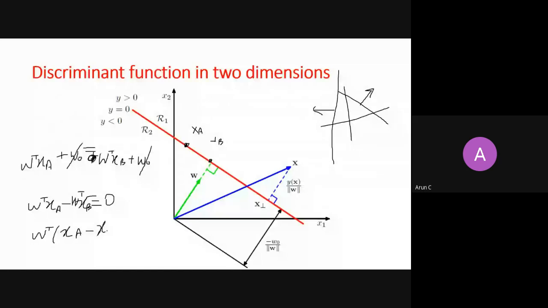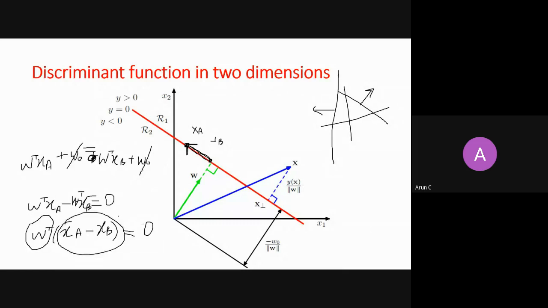Can anybody tell me what XA minus XB is in terms of a vector? Quickly, I'm short of time. In linear algebra terms, what is XA minus XB? It's a plane vector. Very good, Akash Tiwari. It is any vector on a plane. So XA minus XB is this vector. And if this vector has a dot product with W transpose equal to 0, what does this mean? W transpose is perpendicular to this vector.